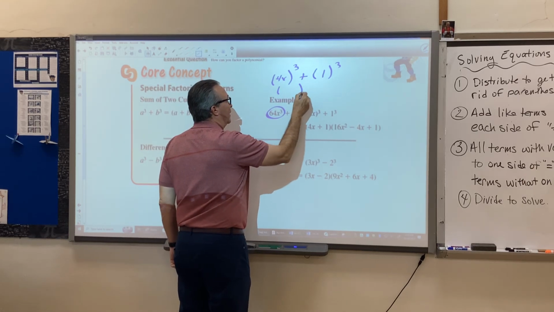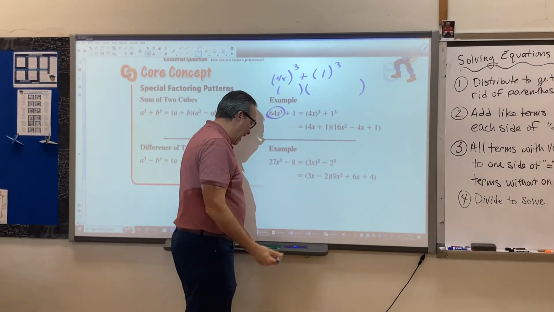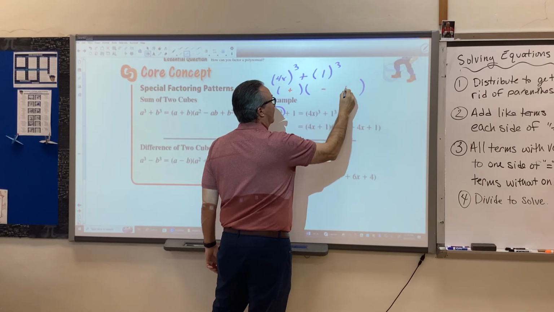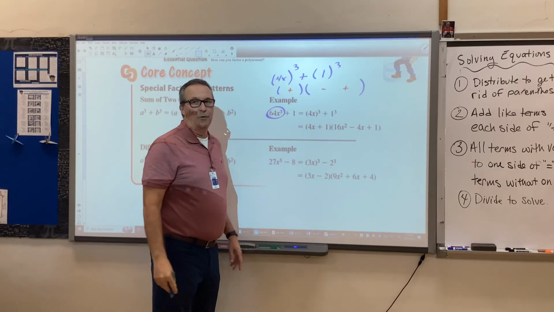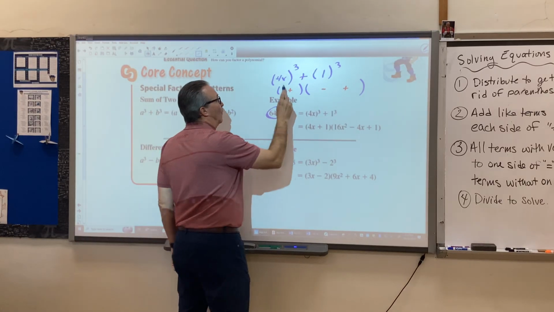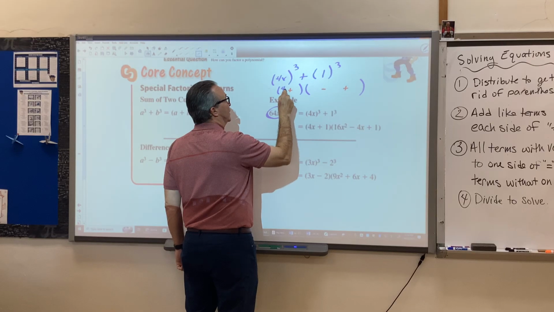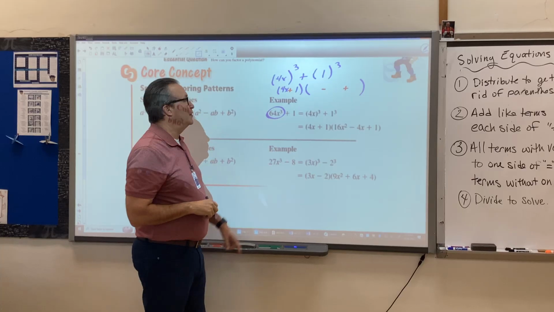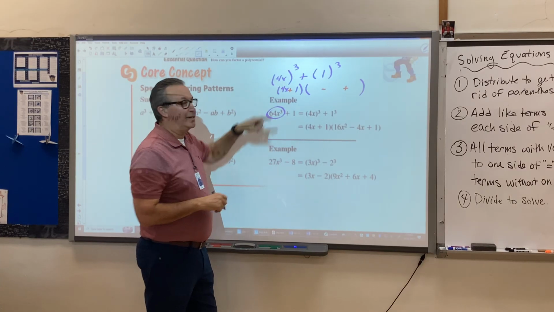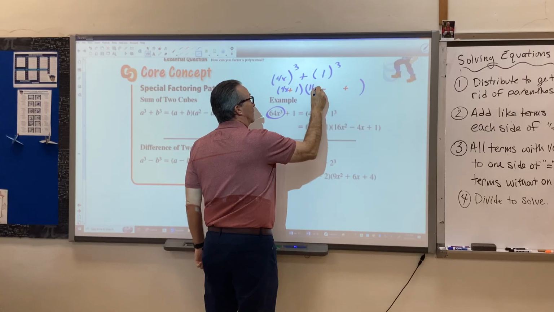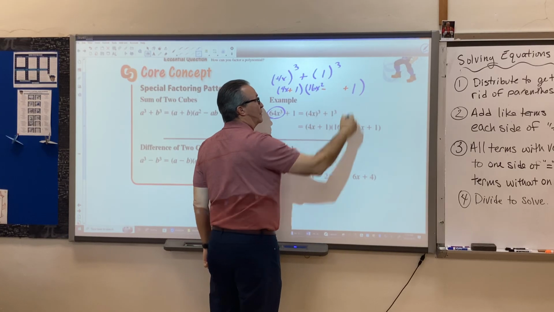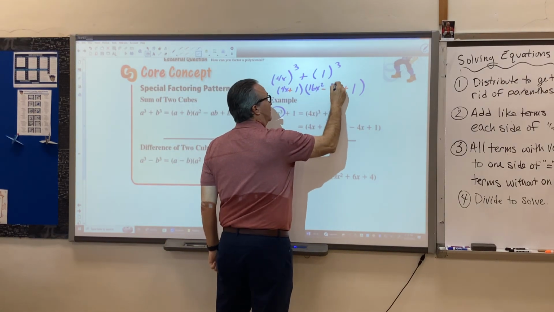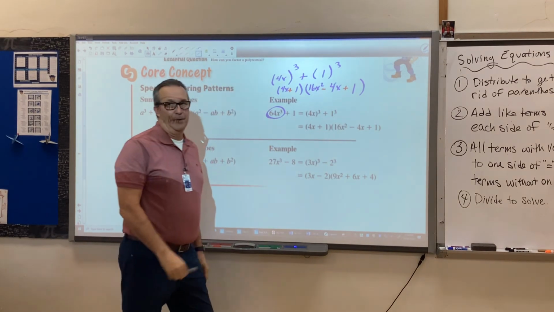It's a binomial and a trinomial every time. And the signs: same, opposite, always positive. The only thing you have to remember is whatever is cubed, 4x, goes here. Whatever is cubed, 1, goes there. Then you square each one of those: 4x times 4x is 16x squared, that goes here. 1 times 1 is 1, that goes there. And then you multiply them together: 4x times 1 is 4x, that goes in the middle. And that's our factor. It's really not that bad.